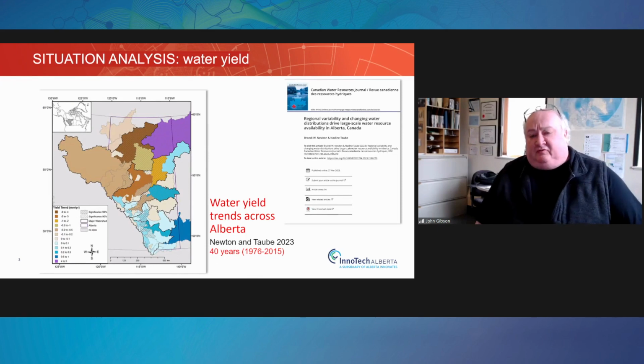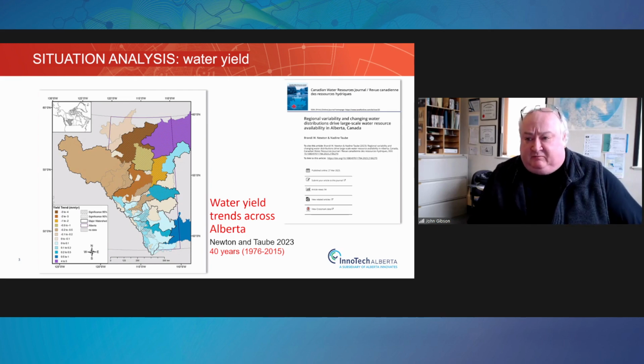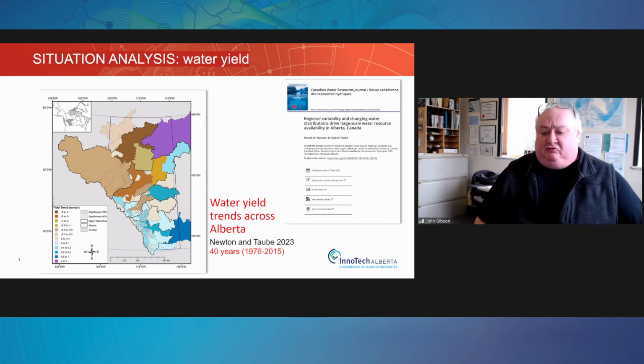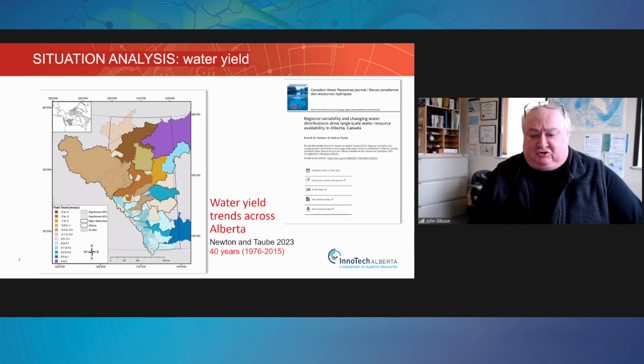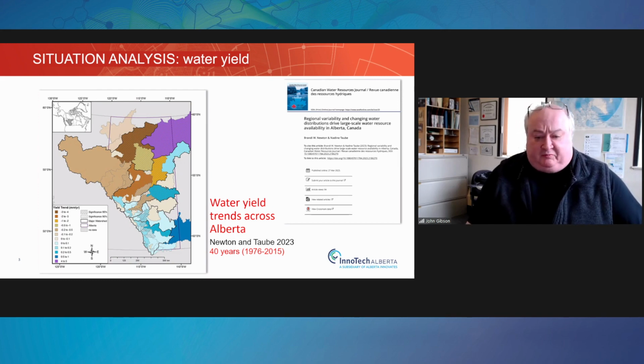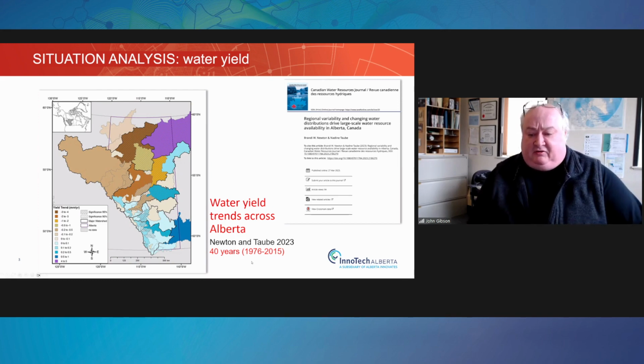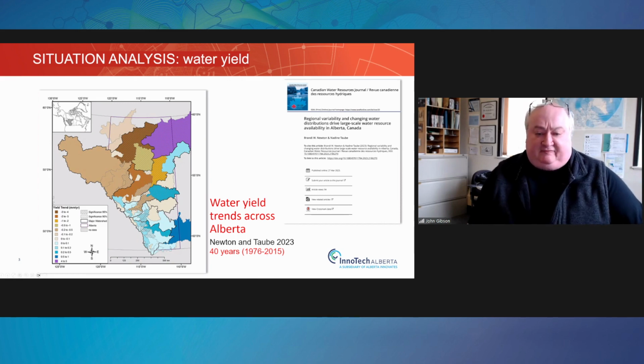So in terms of water yield, this is a very recent publication specific to Alberta that was compiled and just released this year. Newton and Taub here show the water yield trends for different watersheds across Alberta. Now, the most prominent trends that you see are that alpine watersheds in the south are shedding more water. They show positive trends, and this is over the period from 1976 to 2015.